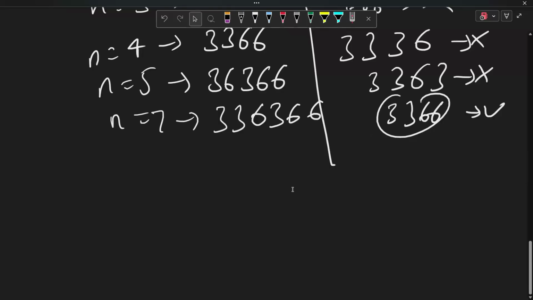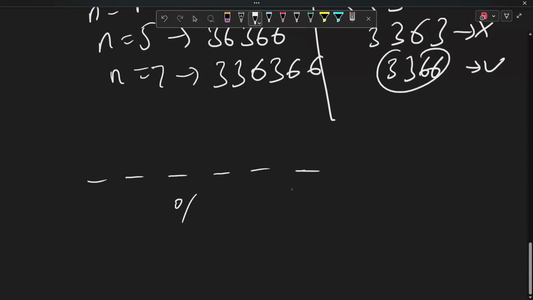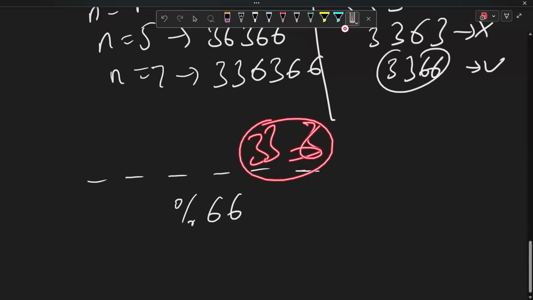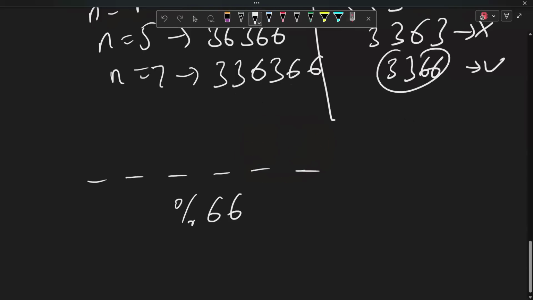How can we find this? First thing is, if you have n digits and we want to check that it should be divisible by 66, what all numbers are divisible by 66? For the tens and ones place, if you have 33, 36, anything, they won't be divisible by 66. So one thing is almost sure: in the last 2 digits, you would have to have 66 so that the final number is divisible.